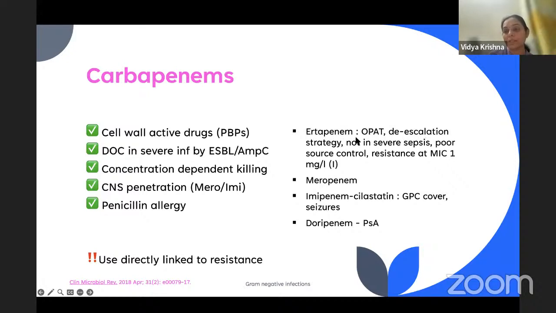Suppose you have an AmpC E. coli causing a pyelonephritis or a renal abscess where you need a prolonged therapy, and no other oral options are available. So you have to use a carbapenem.